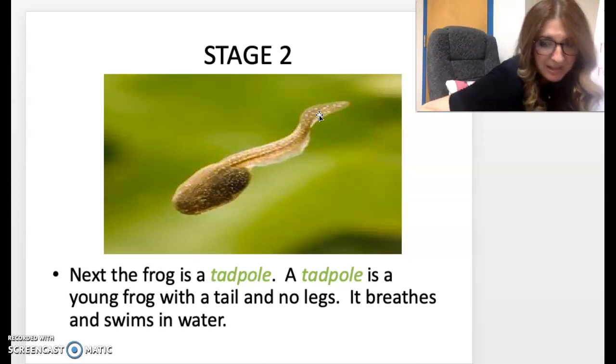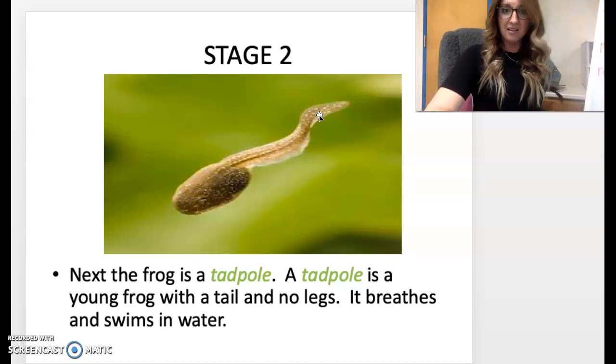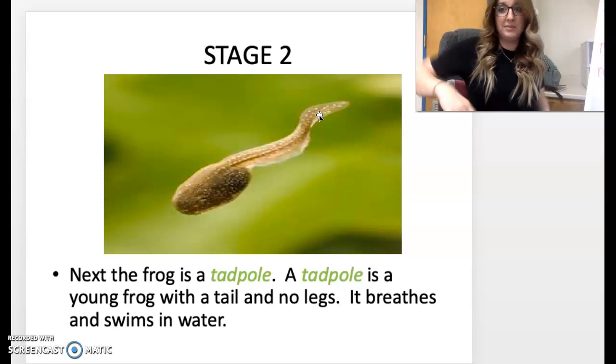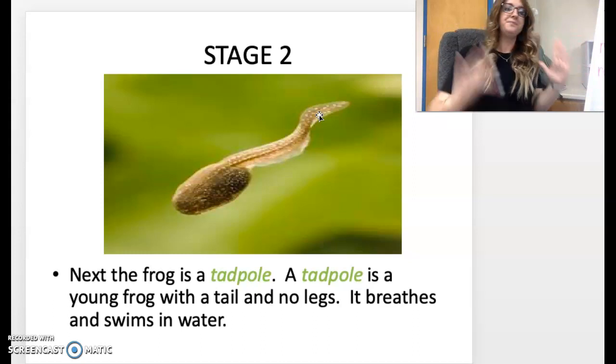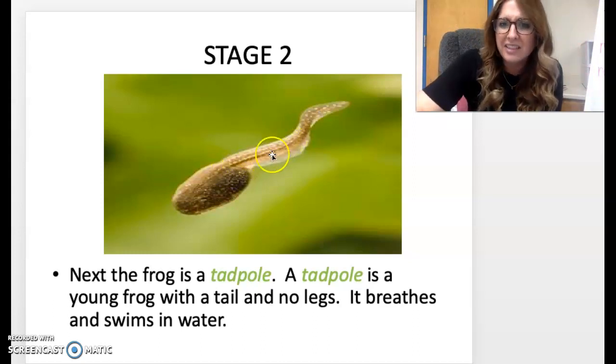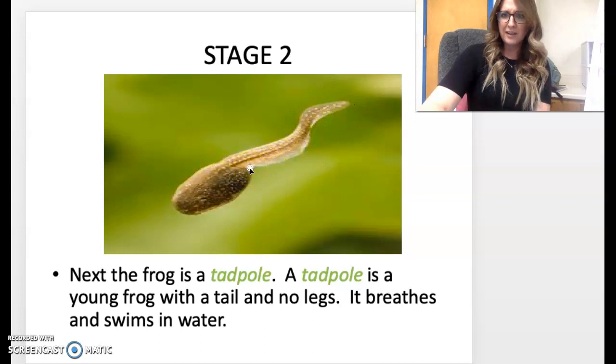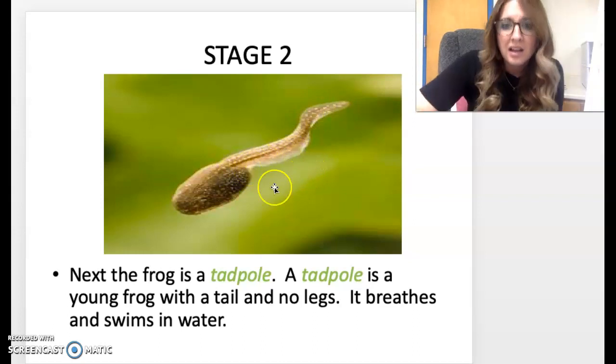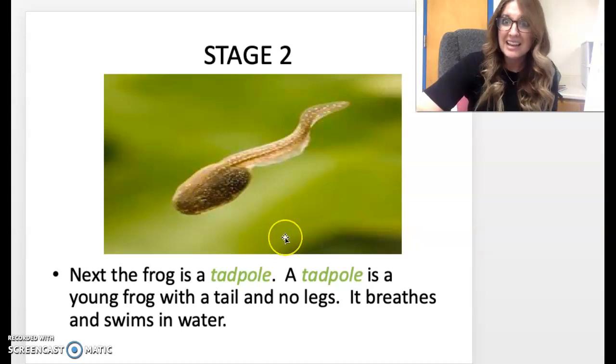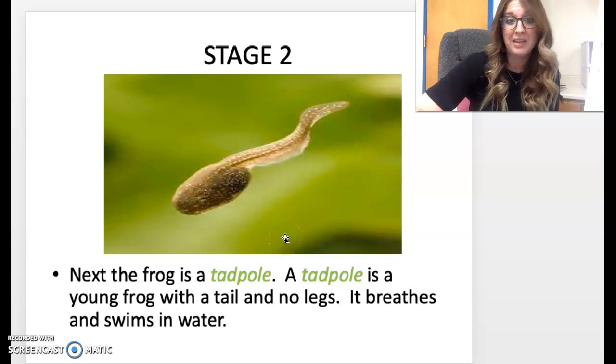Like I have a spine that goes down my back, and it helps move my arms and legs and helps me stand up straight and sit up straight. I wonder if this spine in this frog, I wonder if it helps them move too. I almost see little eyes here too. And it is so neat how they breathe and swim in water. Let's learn about stage 3.